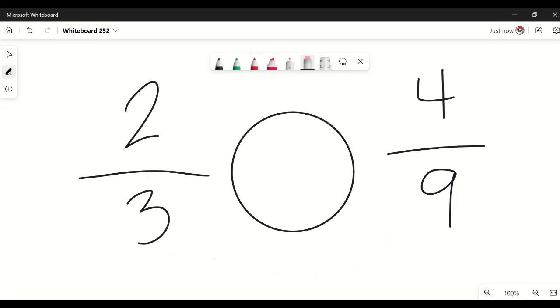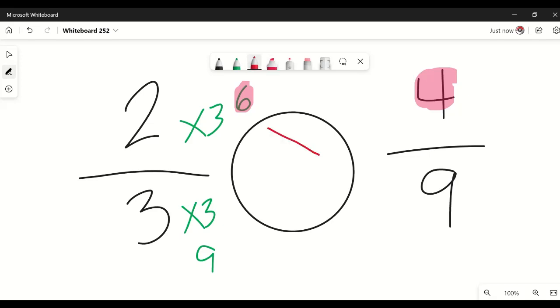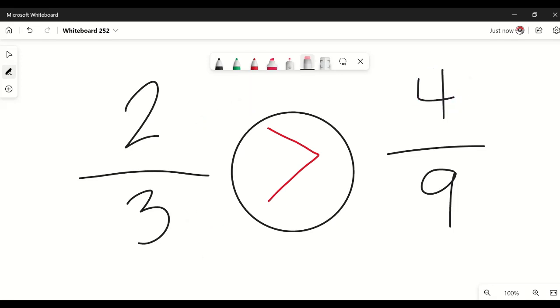I'm going to go ahead and multiply both of these by 3, because 3 times 3 will become 9. 2 times 3 will become 6. So now what I'm actually comparing is the 6 and the 4, because they're both over 9. Again, this is telling me I have 6 parts out of 9. This part's telling me I have 4 parts out of 9. 2/3, going back to the original problem, 2/3 is going to be greater than 4/9. And that's how I'm going to do this.